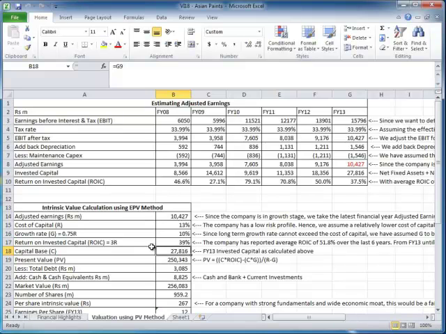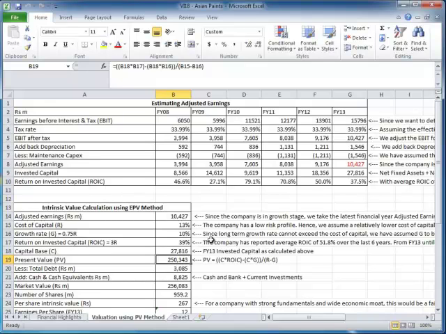Next we have the capital base, which is simply what we calculated up here, the invested capital. And then we get the present value, right? So this is going to be the capital base times ROIC. Okay, so capital base is here, ROIC is here. Minus C times g, so minus the capital base, C, times the growth rate of 10%, divided by r minus g, so divided by the cost of capital minus the growth rate. And that gives us the present value.